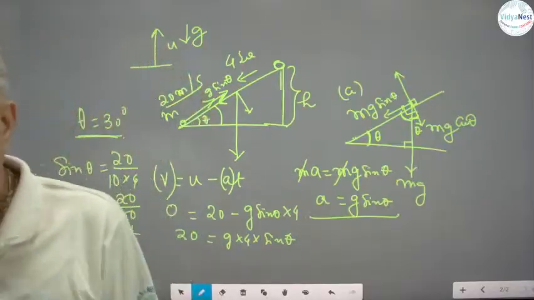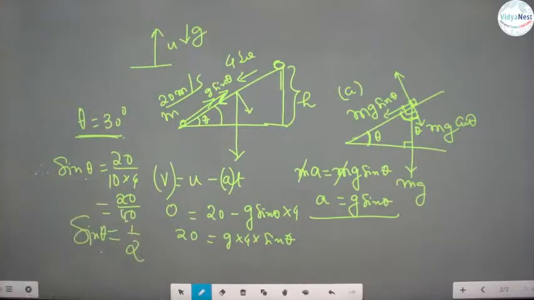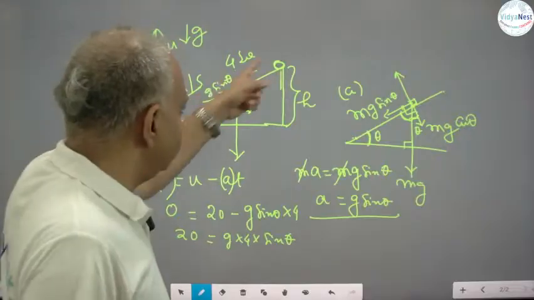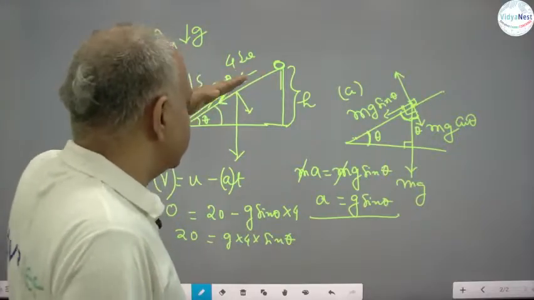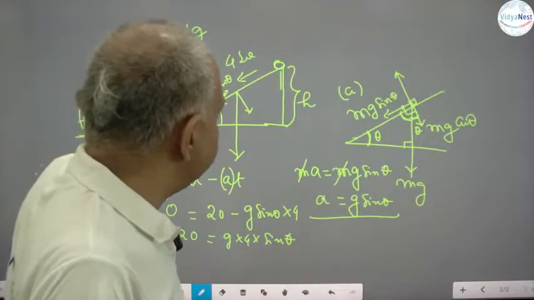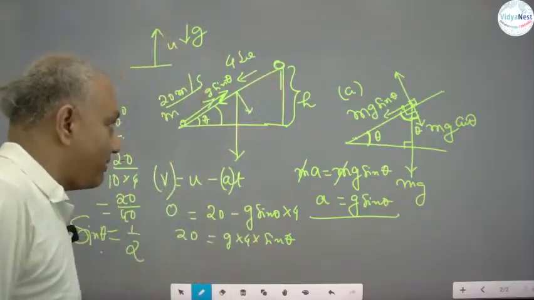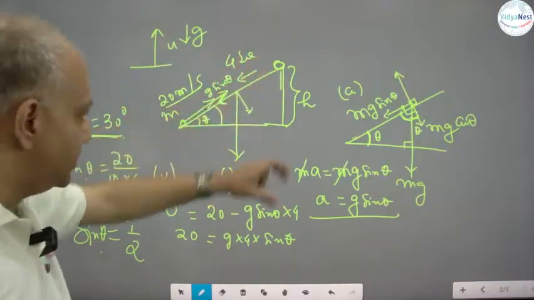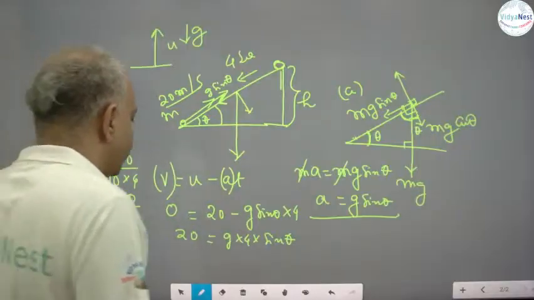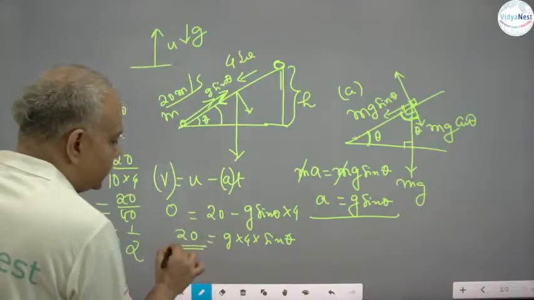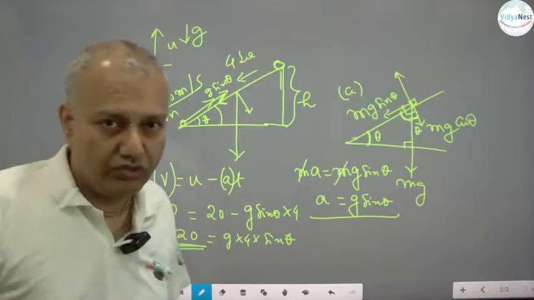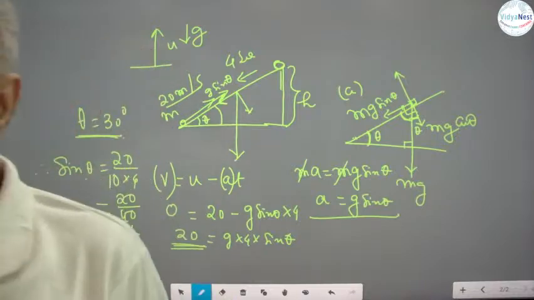The particle has reached the maximum position here. We're just assuming there is a smooth surface. So what should the maximum height be here? Now see what is going to happen. Initially we projected with a speed of 20 meters per second.